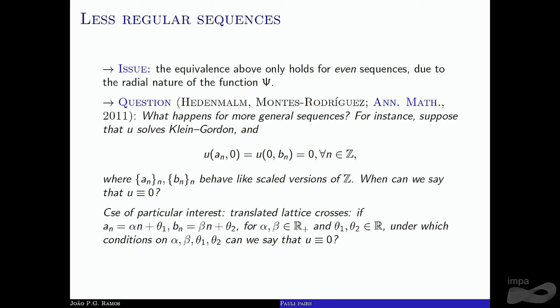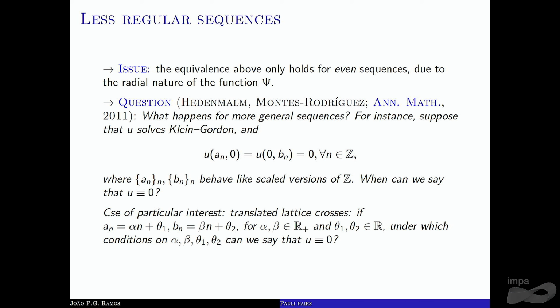What would this mean in practical terms? This would mean that we would have to find a proof that does not really rely on the algebraic side of things, because the proof by Hedenmalm and Montes-Rodríguez relied heavily on the fact that we're dealing with the integers. Here we have to abandon that immediately.